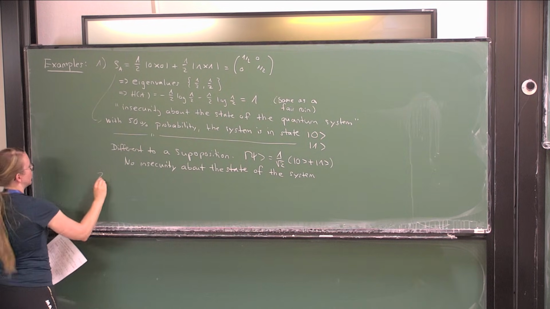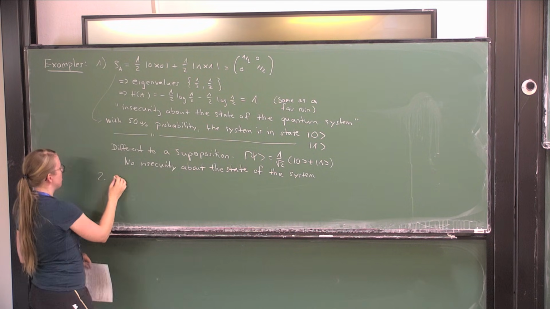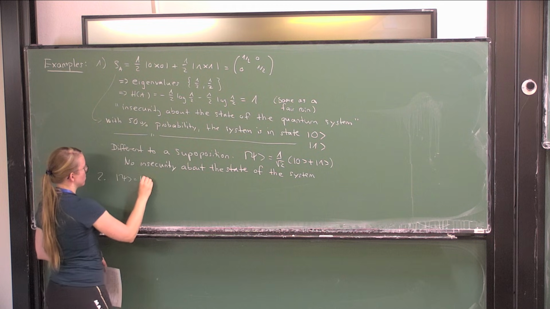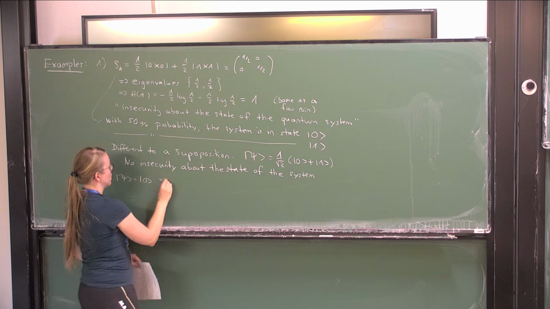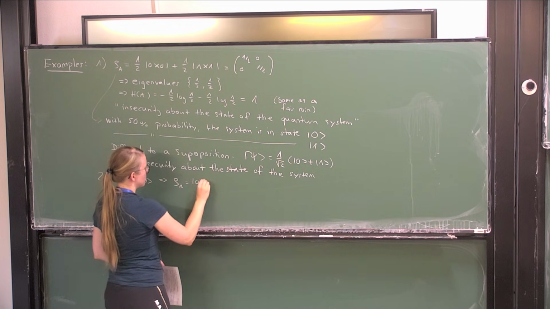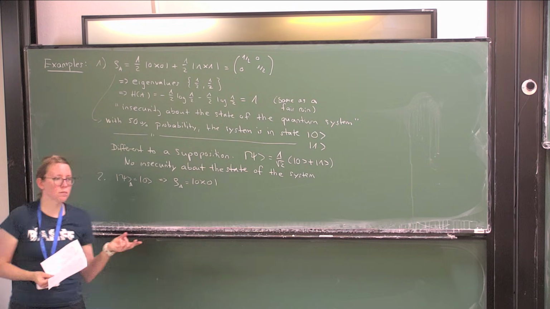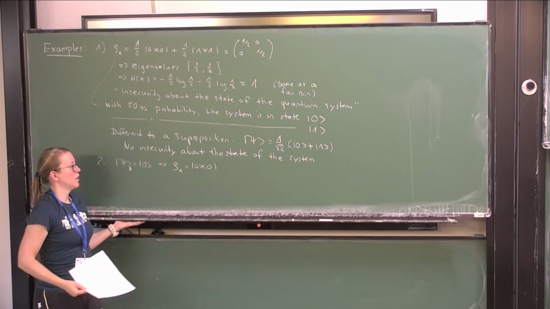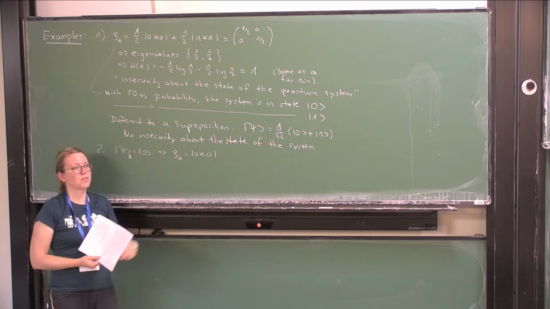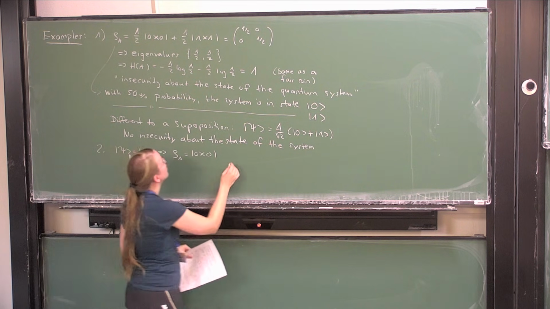So we look at the second example. If we have a new state, the system in state 0, then the corresponding density matrix looks like this. Now if I want to calculate the entropy of the system, I again need the eigenvalues of this operator. What are the eigenvalues in this case? Yes, 0 and 1.